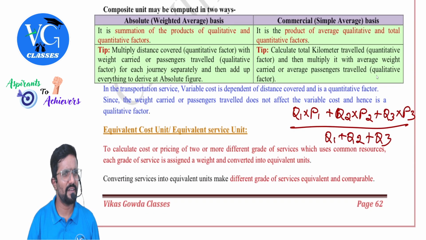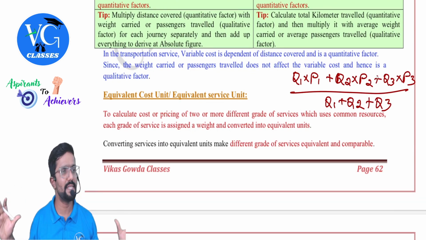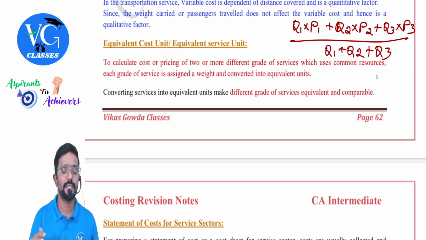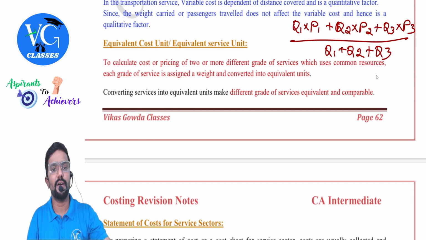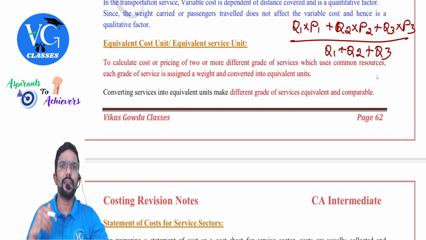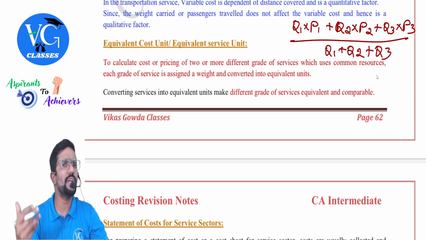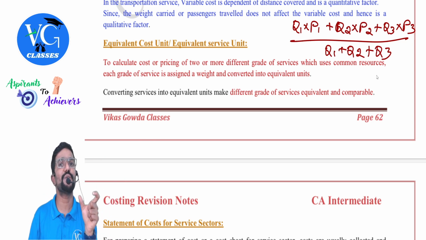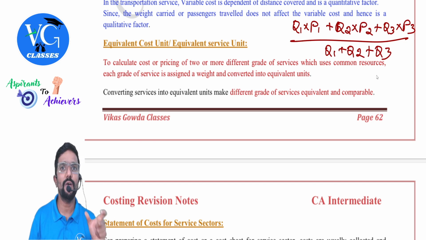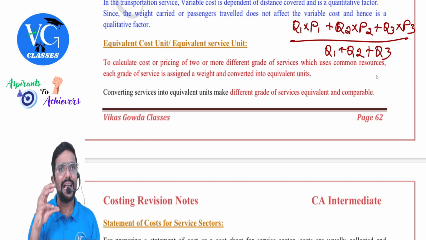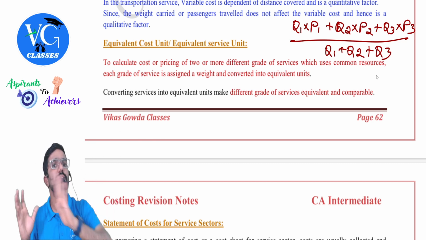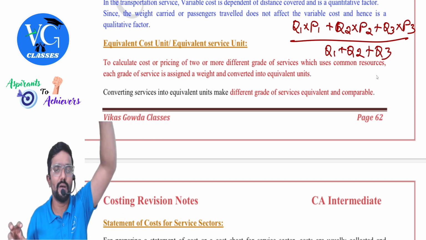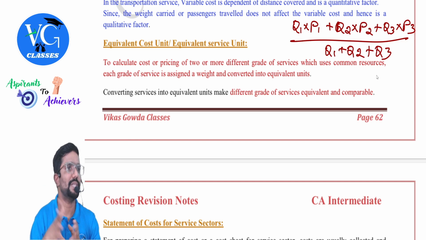Coming back. We have solved a number of questions on every service industry, especially transportation. I have solved a good number of questions in the regular class. Now, equivalent cost unit or equivalent service unit. Guys, when an organization is providing different categories or grades of service, to calculate cost per unit of service you should have one equivalent base. So taking one as the base, convert all others equivalent to that. Either take the highest or lowest as the base and convert all others to be equivalent to that.